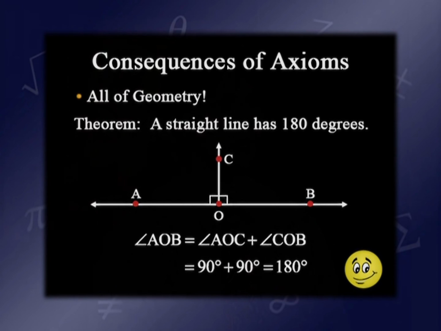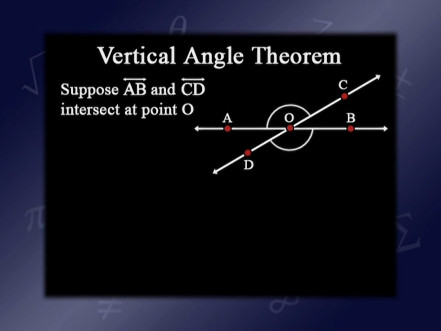Okay, let's prove a more interesting theorem. This one's called the vertical angle theorem. Suppose you have 2 lines, AB and CD, and they intersect at some point O. Look at our graphic. We have AOC as one of the angles, the bigger angle, and opposite that, we have the angle DOB on the other side. The theorem states that angle AOC and angle DOB, or BOD, you could call it either one, are the same: angle AOC has the same measurement as angle BOD.